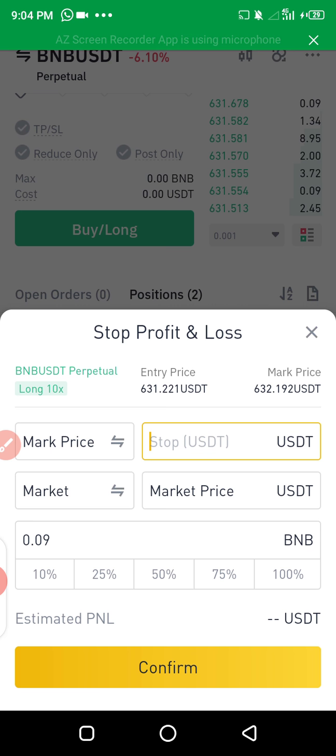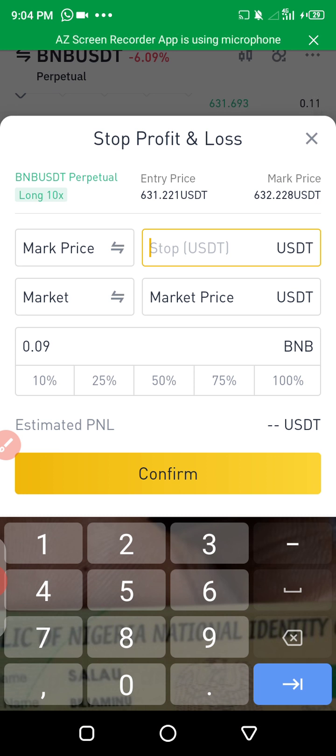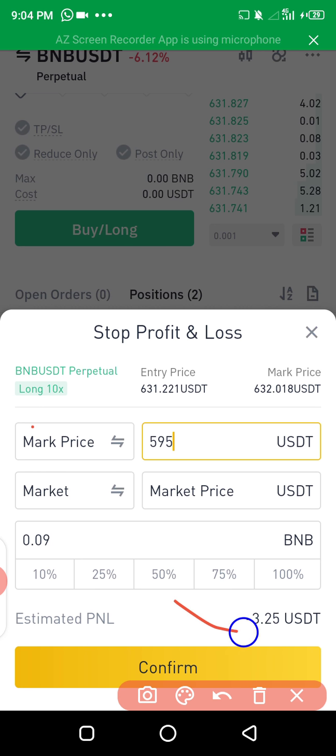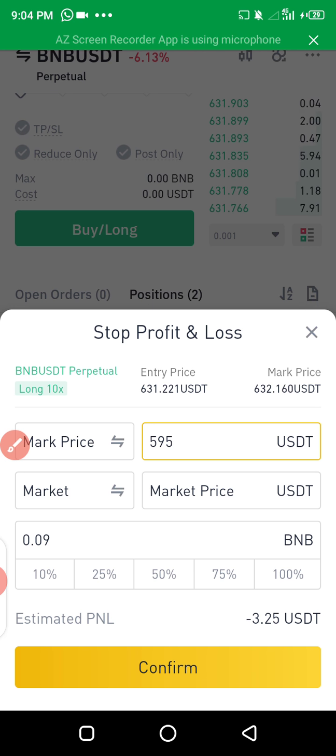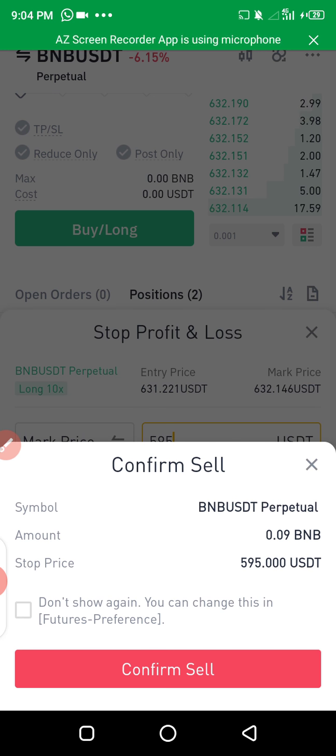Let me just set stop here. You can use it to take profit, and you can use it to control markets. If the market wanted to be coming down, the market should sell your BNB for you at $595. So you just set it at your preferred price. I hope you can see it here, 595. That means if the market comes down to 595, I will lose $3. I can click on confirm, and confirm sell.